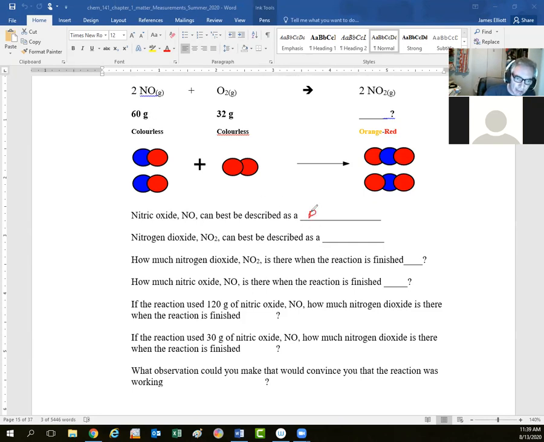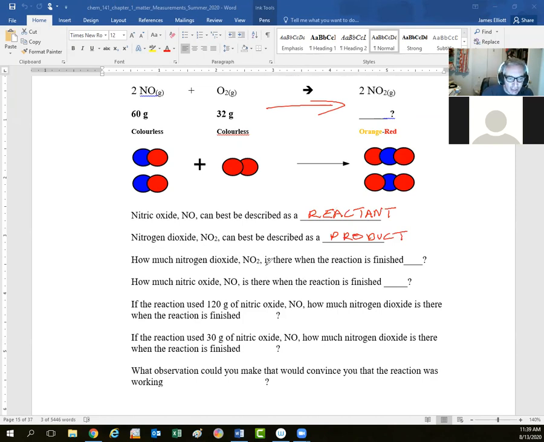So we describe it as being, in my horrible handwriting, a reactant. Nitrogen dioxide, NO2, because it's written on the right-hand side, this is where the reaction finishes. The traffic's heading in this direction. This is the chemical we're trying to produce. So it's our primary product of the reaction.